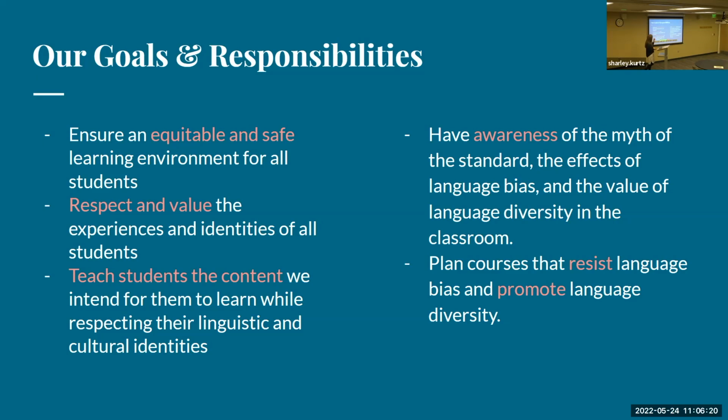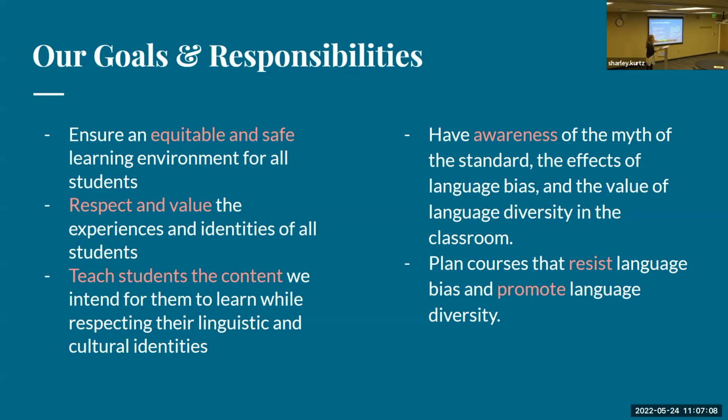Those are, I think, basic things that we probably can all agree on. On the right, we have some goals and responsibilities that we think being aware of linguistic bias can move us towards, which is being aware that there is a myth associated with this idea of standard language, right? Like that it isn't actually some natural thing. It isn't some inherent description of what English is, but it's actually something that we've constructed and that we use to sort of wield power in our classrooms and our lives. So if we are aware that this is a myth, that's an ideology, if we are aware of those effects, and also that language diversity exists and that it's valuable, then that is a huge step in the process of creating an inclusive classroom.